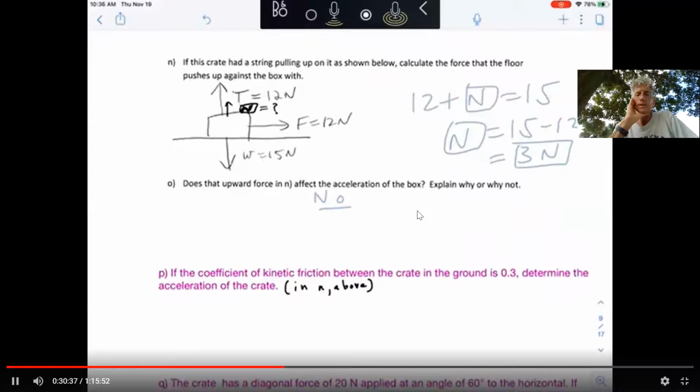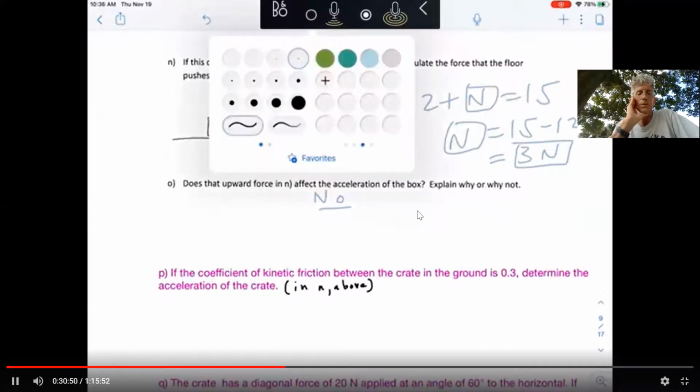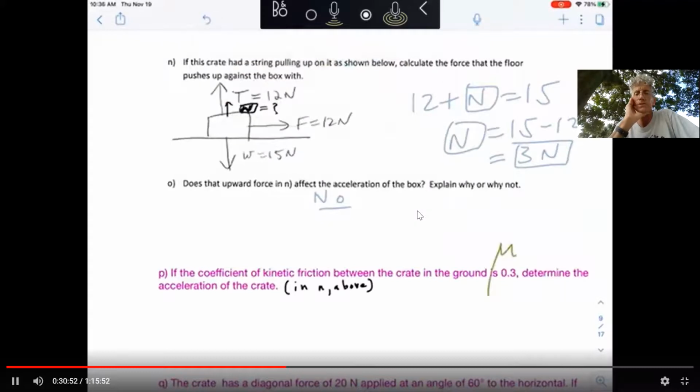What is the coefficient of kinetic friction? Okay, that's that funky mu symbol that some of you think means mass. So that is that symbol right there. That symbol is 0.3. Determine the acceleration of the crate. Okay, same case. So we have friction going towards the left. Don't put 0.3 as the friction. You've got to figure out what the friction is.